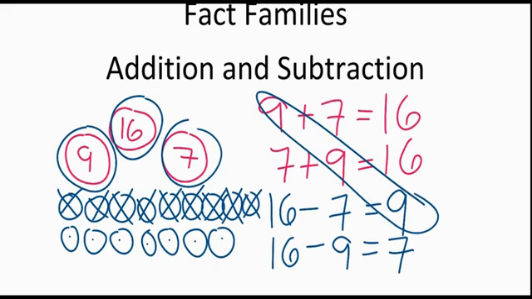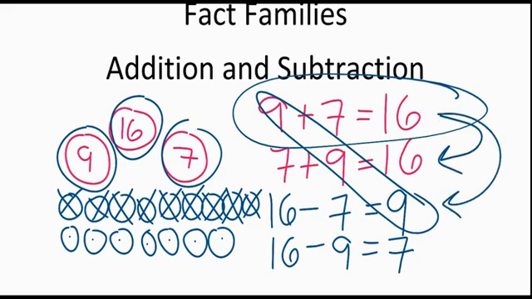So if I just gave you this equation right here, 9 plus 7 equals 16, you could figure out that every single one of these equations is related just by seeing it. Even if I didn't give you the numbers in the circles like on the left. We will do one more example and then we will call it a day.